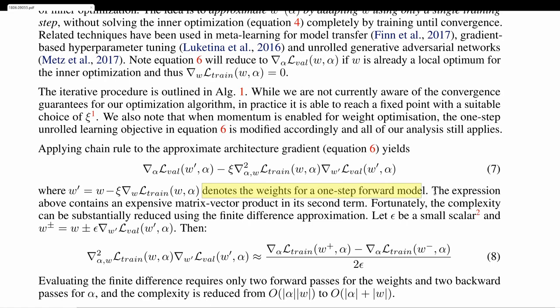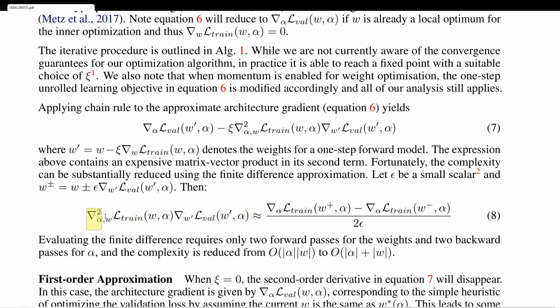The expression above also contains an expensive matrix vector product in its second term. Fortunately, the complexity can be substantially reduced using the finite difference approximation. Let epsilon be a small scalar and W plus minus equals W plus minus epsilon times the gradient of the validation. And so this second order gradient of the L train W alpha times the gradient of W prime of the validation loss is approximately equal to the difference of the gradients of the training. That's what we use the chain rule for.